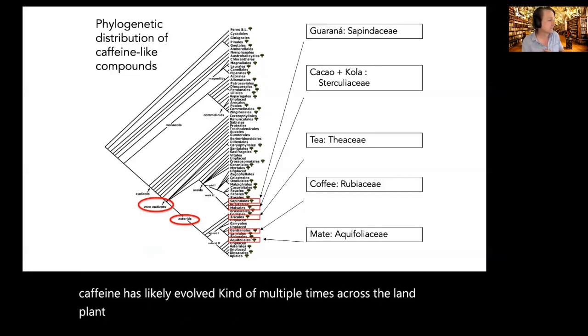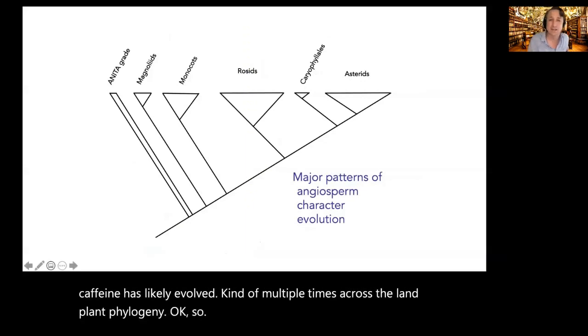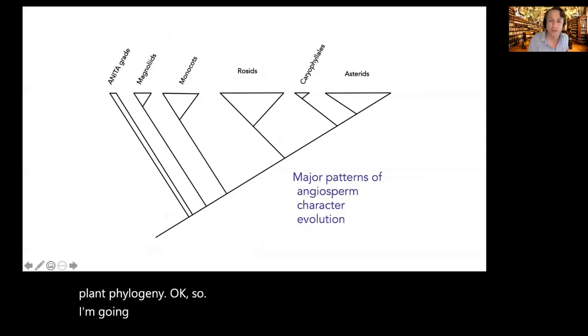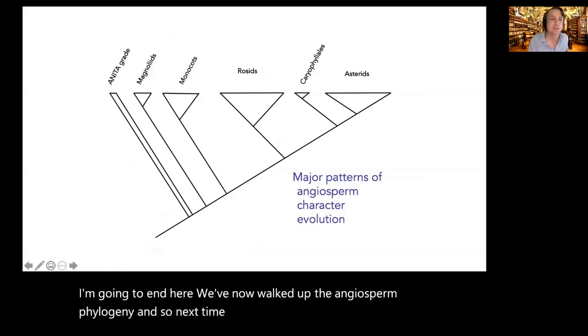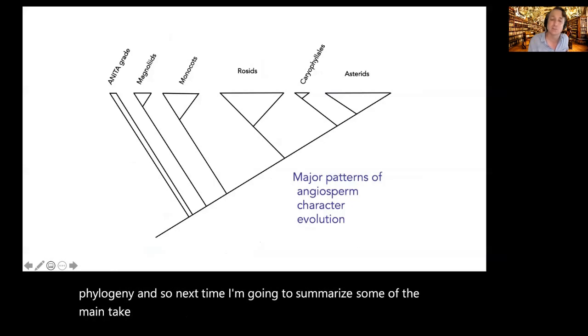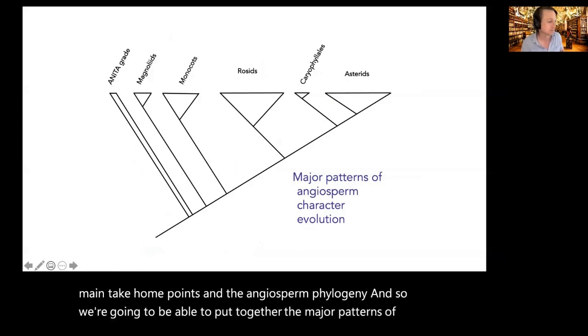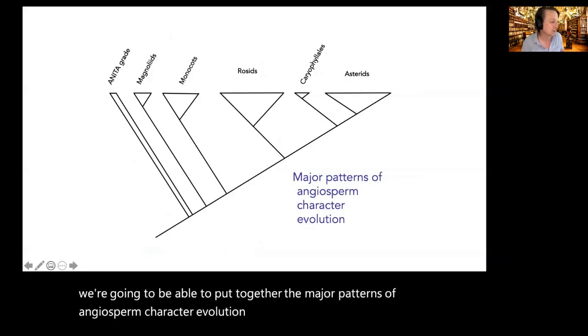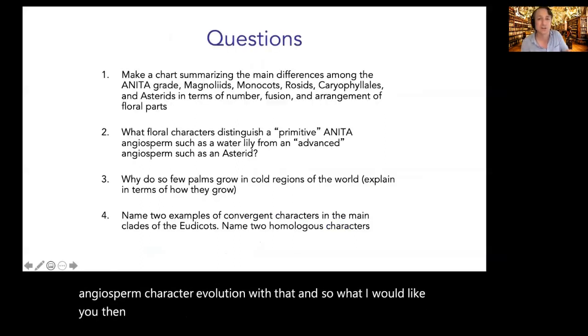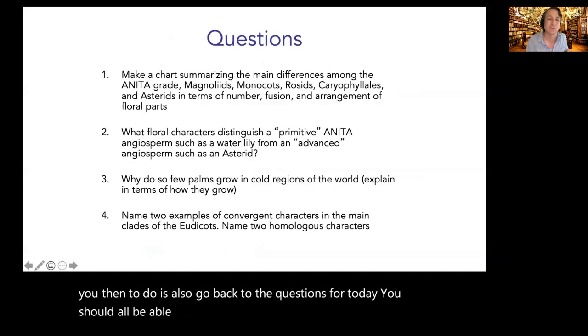Okay, so I'm going to end here. We've now walked up the angiosperm phylogeny. And so next time, I'm going to summarize some of the main take-home points of the angiosperm phylogeny. And so we're going to be able to put together the major patterns of angiosperm character evolution with that. And so what I would like you to do is also go back to the questions for today. You should all be able to start answering each of these different questions.